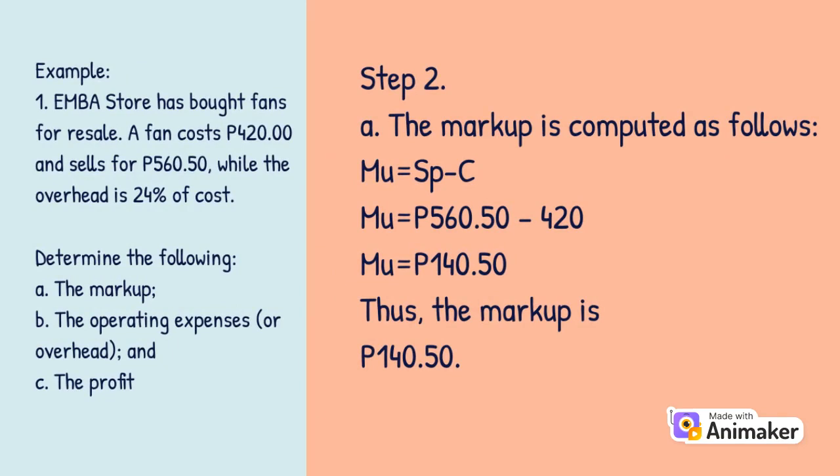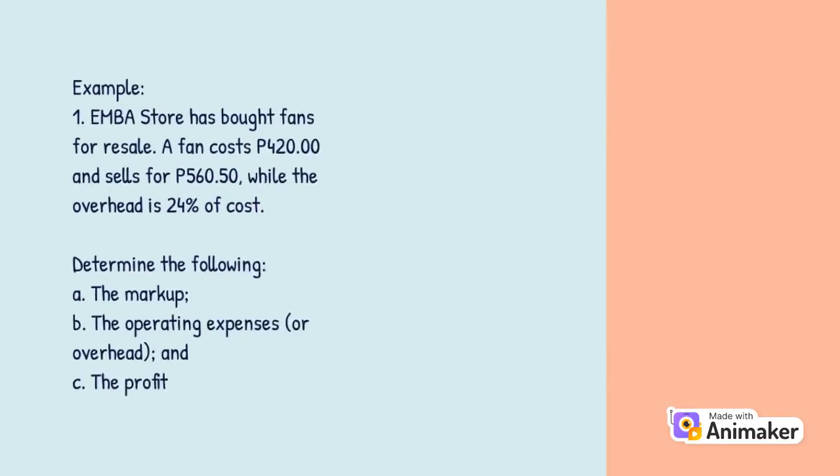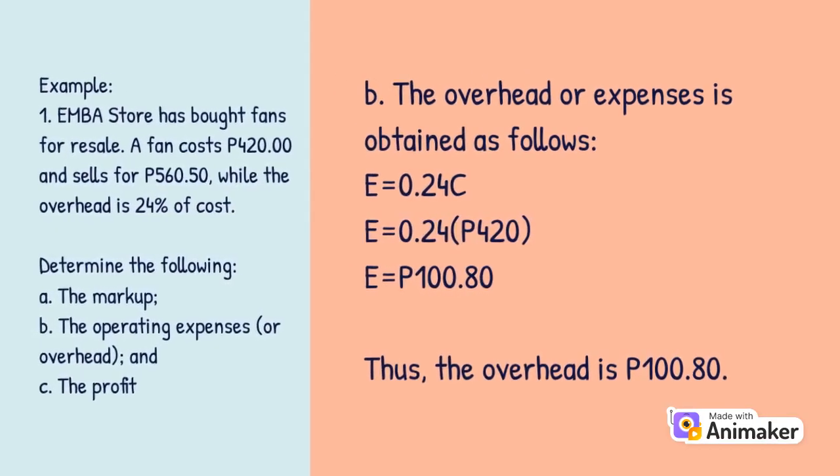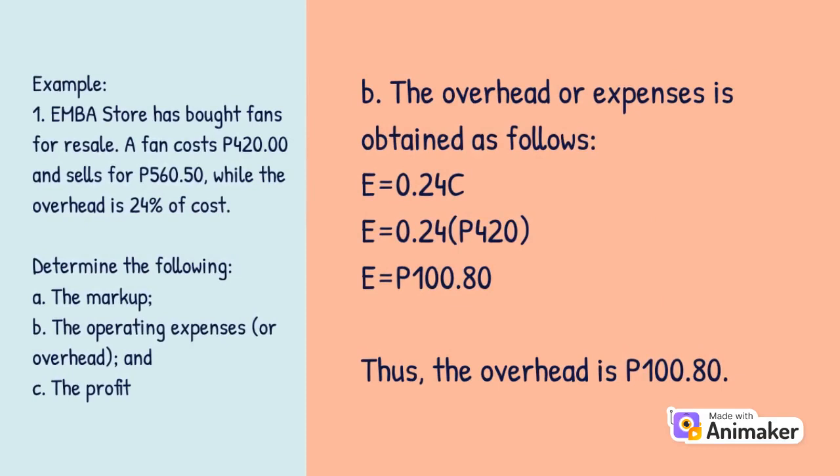A. The markup is computed as follows. M sub U is equal to S sub P minus C. We have 560 pesos and 50 centavos minus 420 pesos. Thus, the markup is 140 pesos and 50 centavos. For B. The overhead or expenses is obtained as follows. E is equal to 0.24 C. By substitution, we have 0.24 times 420 pesos. Thus, the overhead is 100 pesos and 80 centavos.